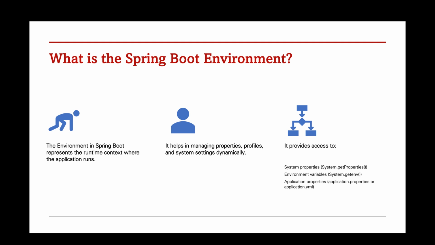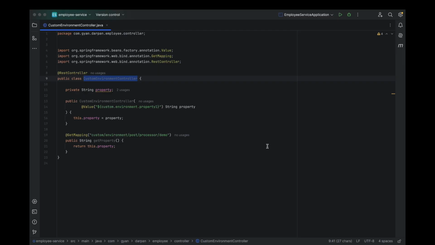It lets you easily access system properties, the stuff you get with System.getProperties, environment variables, those key value pairs from System.getenv, and application properties, all your settings from application.properties or application.yml. Basically, the Spring Boot environment lets you grab and change any configuration value through code, making your application super flexible and adaptable. Let's dive in and see how this powerful feature can make your app do some really cool things.